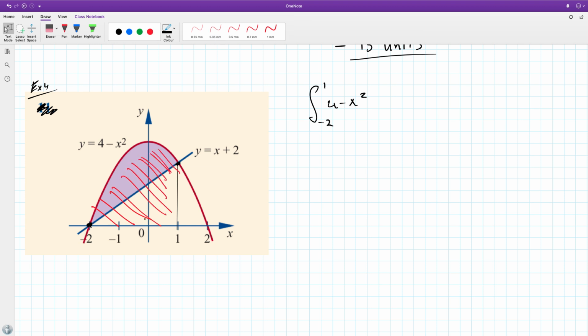Isn't it? It's going to give me all that area there. But I don't want all that area there. I want only what's in purple. So how am I going to get rid of what I don't want? I'm going to integrate my line, minus, I'm going to integrate my line, which is x plus 2 between what?